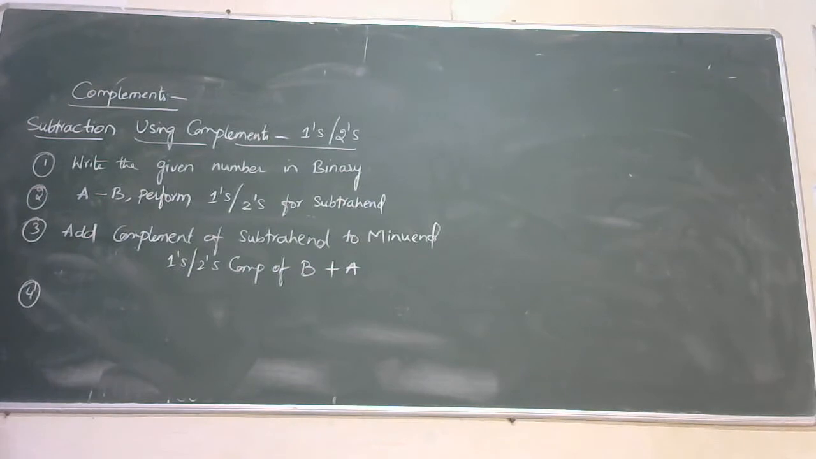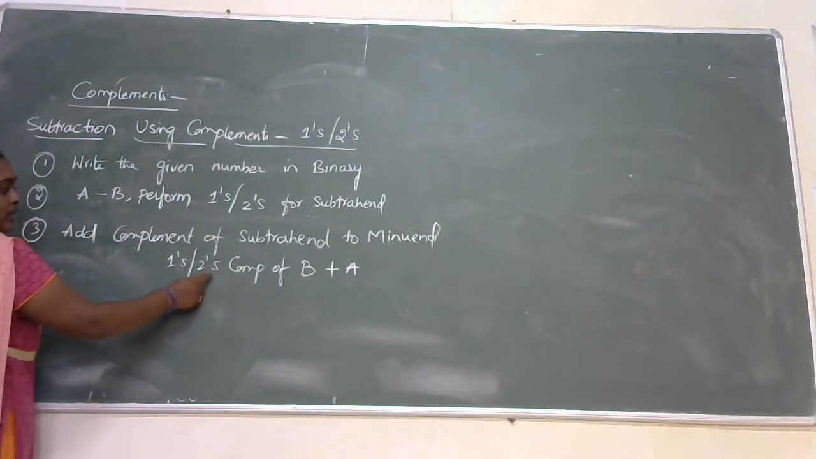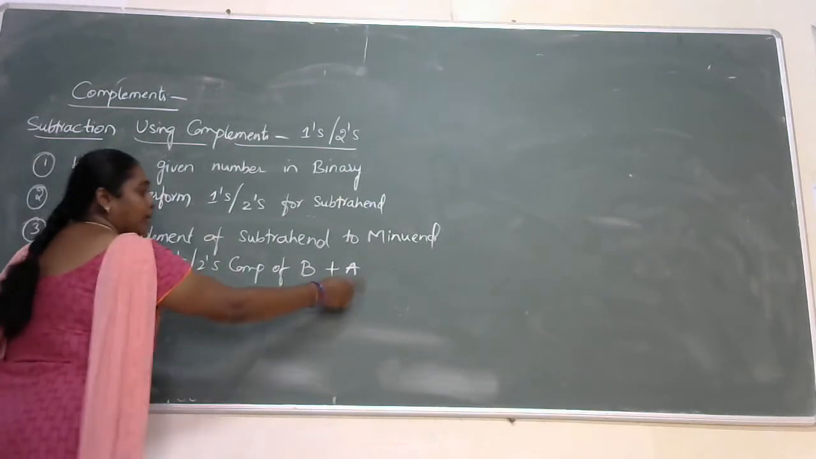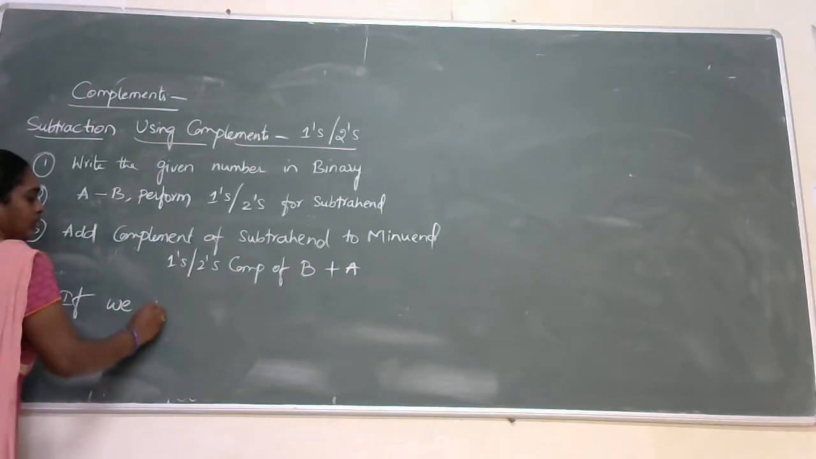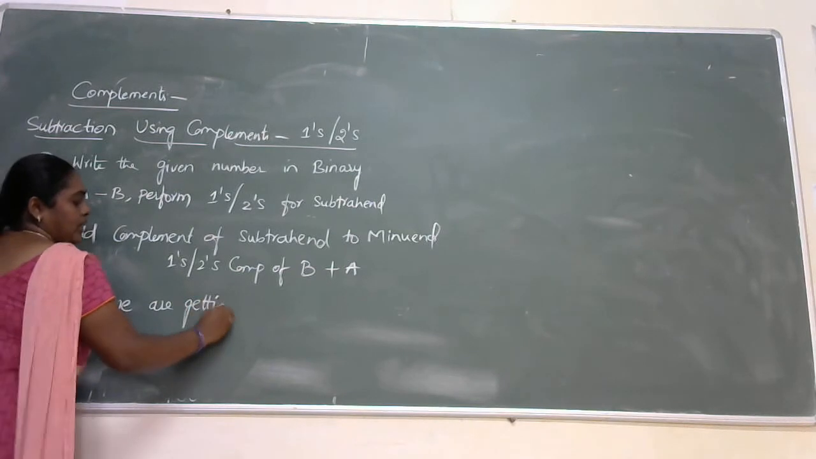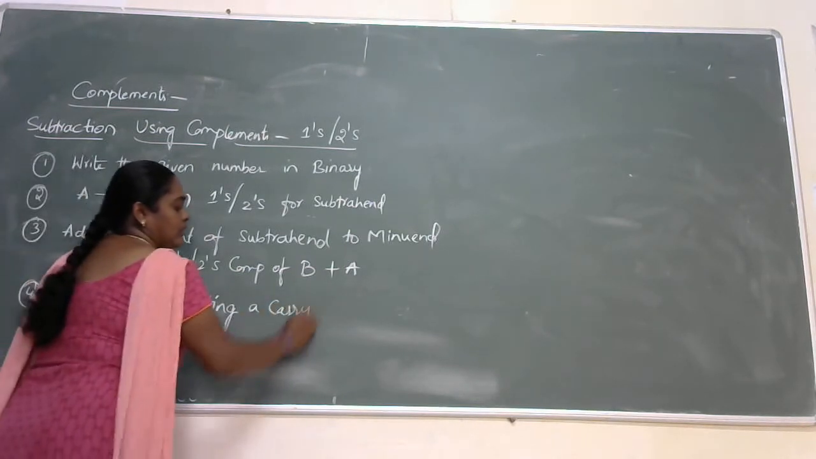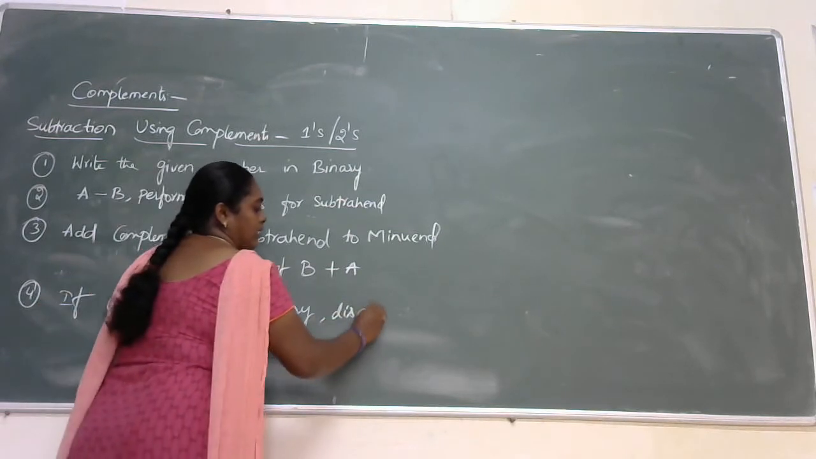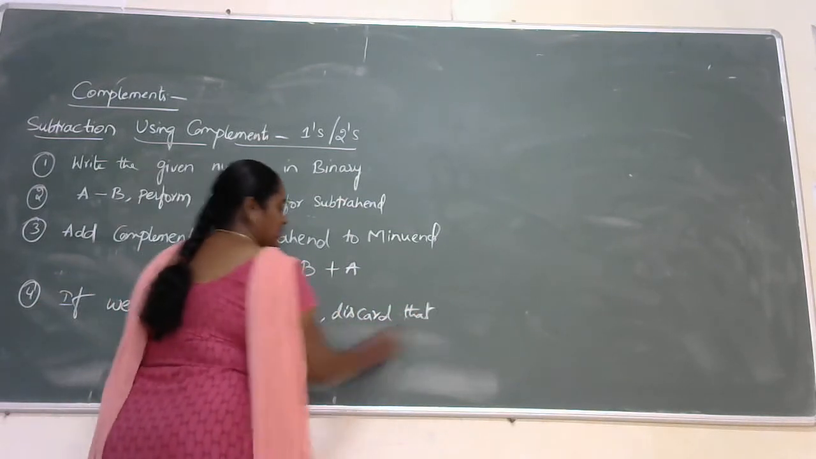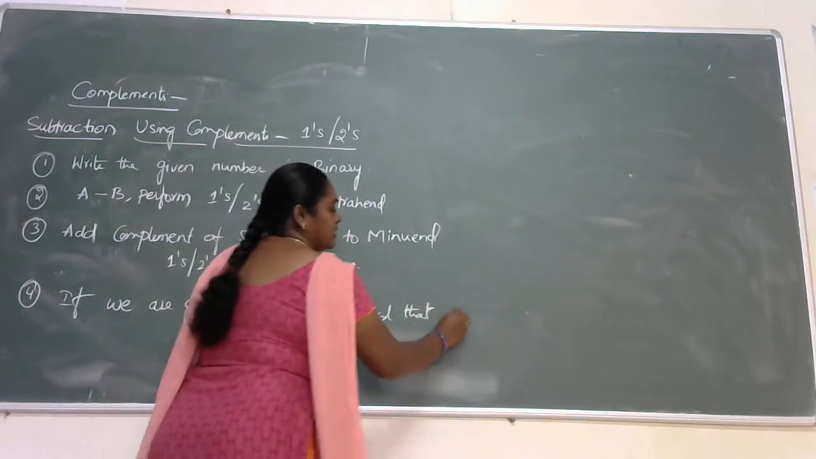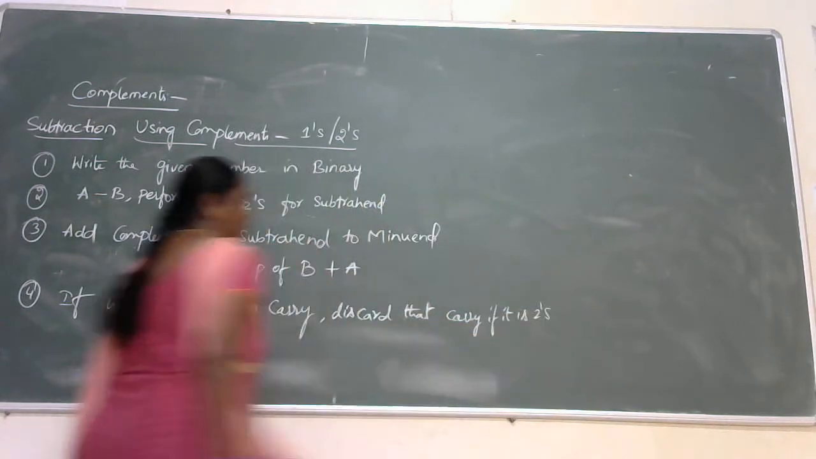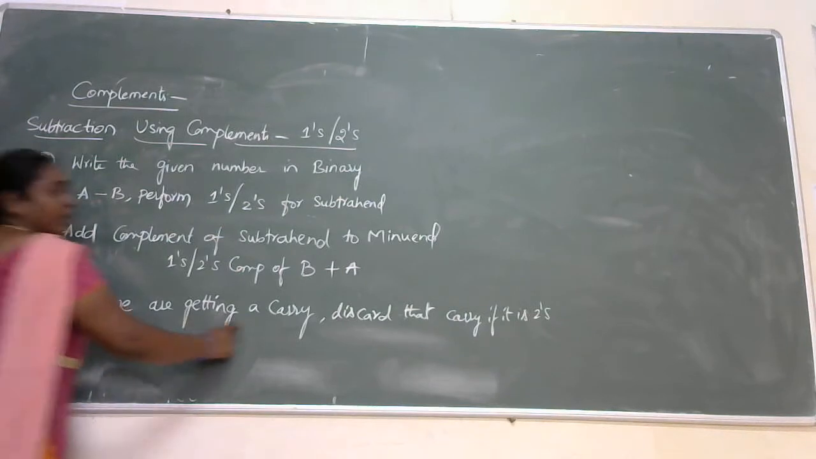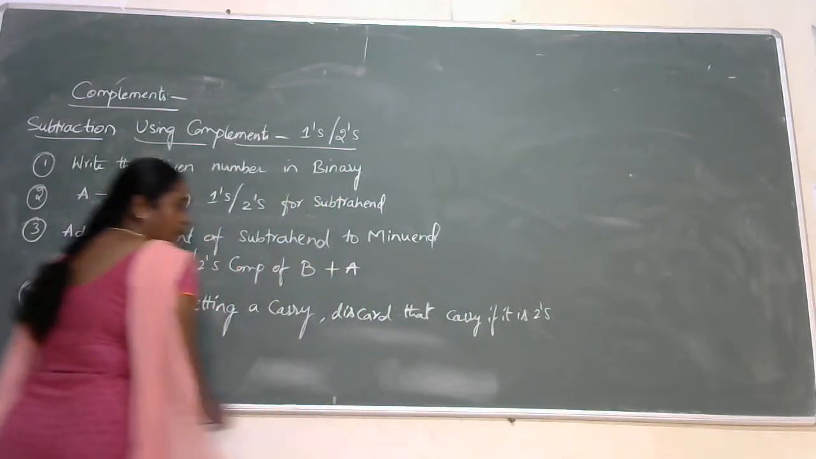And step 4 is, whenever you are performing the addition of B plus A, that is 1's or 2's complement of B plus A, if we are getting a carry, discard that carry. Discard is nothing but you need to neglect. Discard that carry if it is 2's complement. If we are getting a carry, discard that carry in 2's complement.